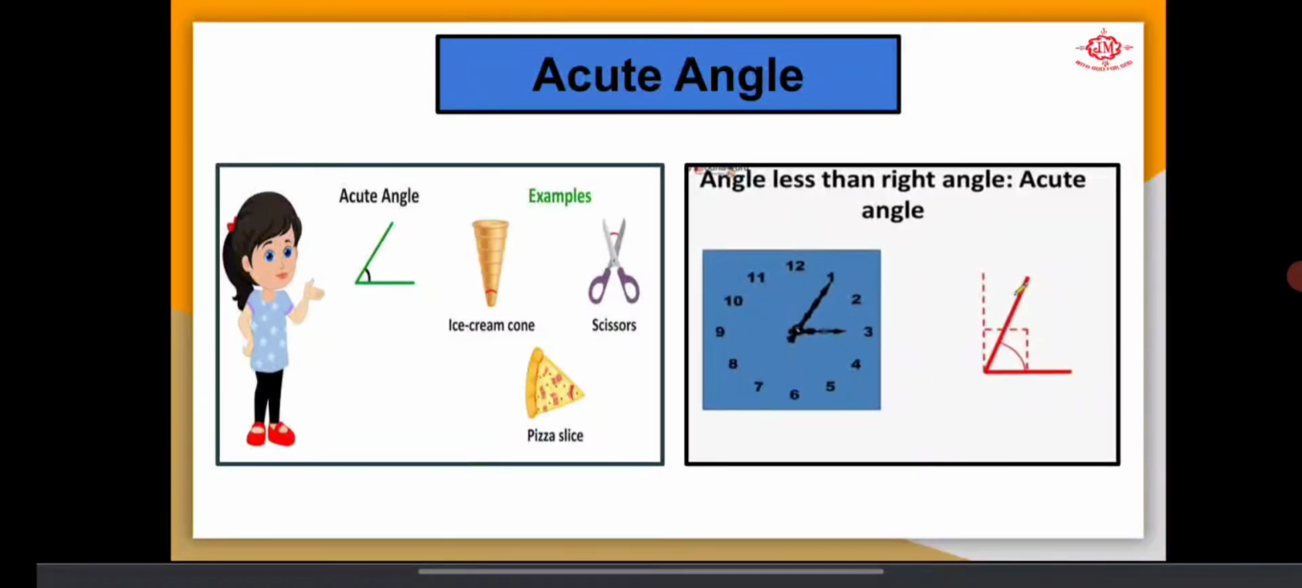In these pictures, we can see a few examples of acute angles. The ice cream cone, the blades of the scissors, the pizza, and also the hands of the clock. So we know that an angle that measures less than a right angle is an acute angle.